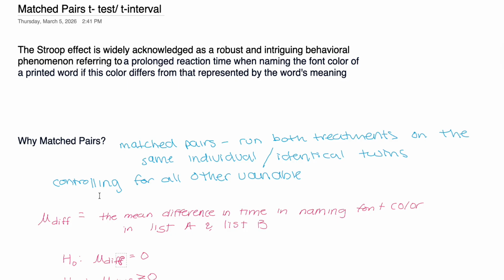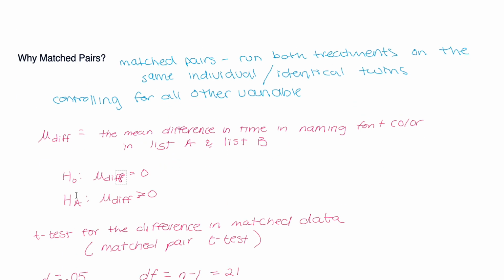And what we're actually going to do in the write-up is the following. First of all, write the purpose of the mu of this experiment, which is to find the mu difference: the mean difference in time in naming font color in list A and list B. List A is the list that person A read and list B is the one person B read, so I just shorthand them as list A and list B. The null hypothesis will be mu difference equal to 0, but we want to know if there's a difference between them. Specifically, we want to know if reading list A takes more time than reading list B. So we want to know: is the mu difference greater than 0 or not?